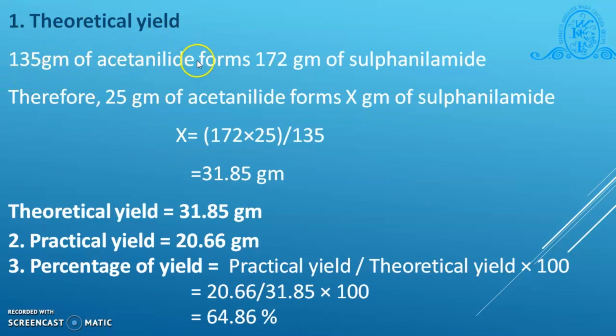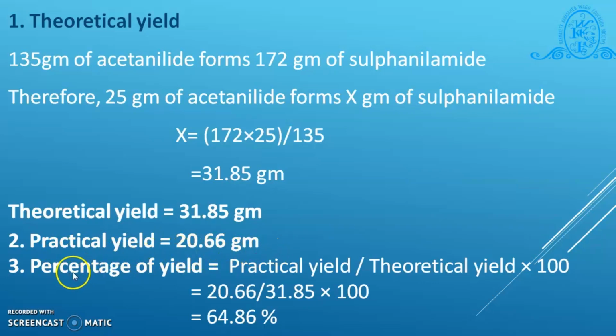135 gram of acetanilide forms 172 gram of sulfanilamide as per its molecular weight. Therefore, we use here 25 gram of acetanilide which forms x gram of sulfanilamide. Here x is the theoretical yield for sulfanilamide. So x is equal to 172 into 25 divided by 135. Here 31.85 gram is obtained, which is our theoretical yield. And after the practical, we obtained the product as 20.66 gram. So it is noted as the practical yield.